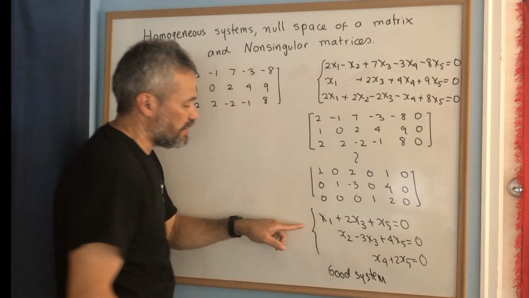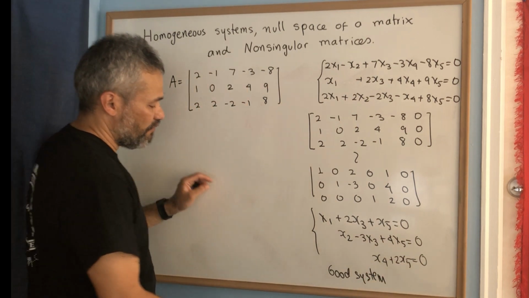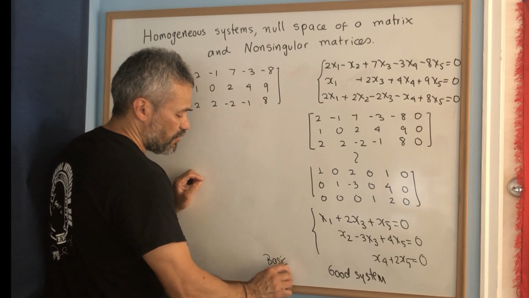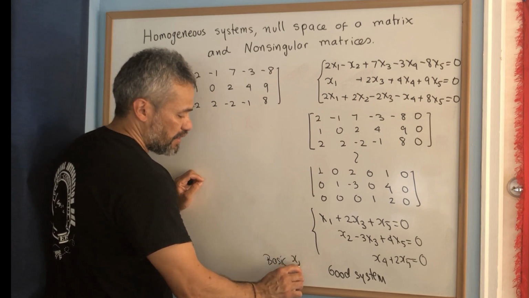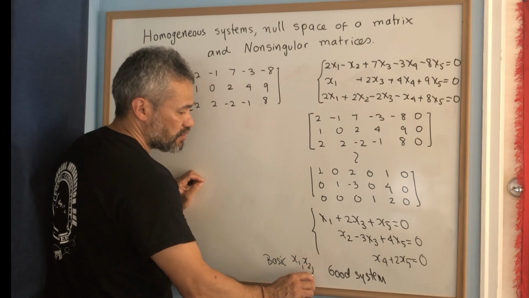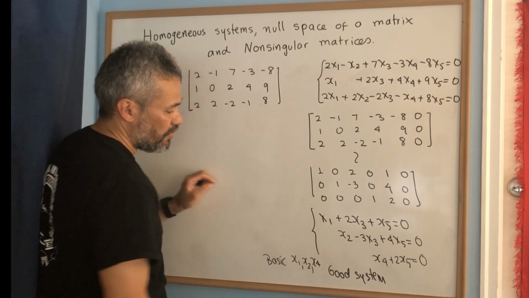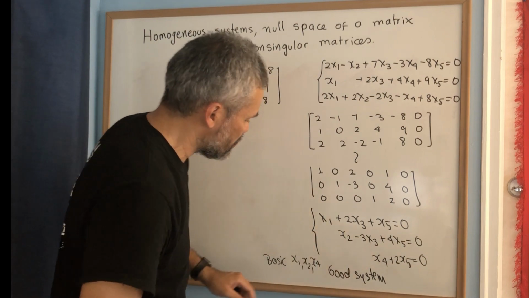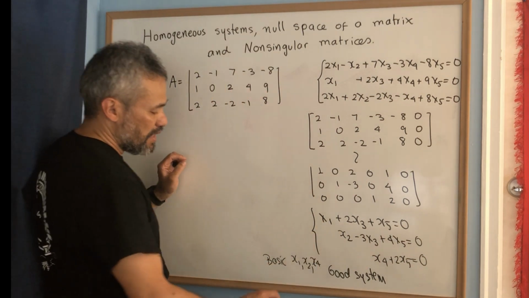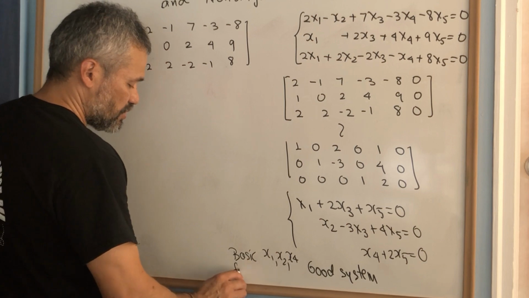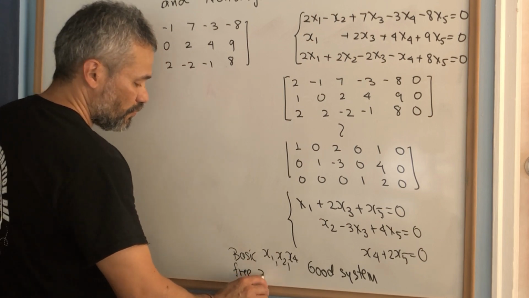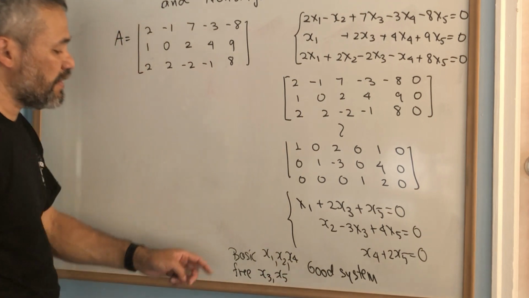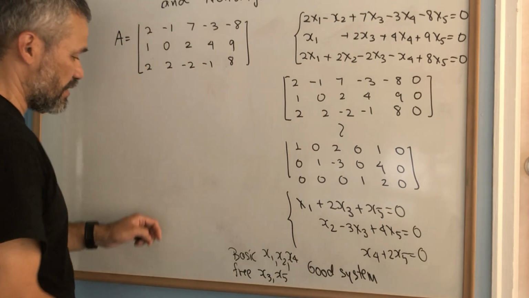And then we can define what the basic variables and free variables are. Here we have that the basic variables are x1, x2, and x4. Remember, the basic are the first variables that show up in each equation once we know that it's a good system. And the free variables are x3 and x5. Then we solve for the basic in terms of the free.